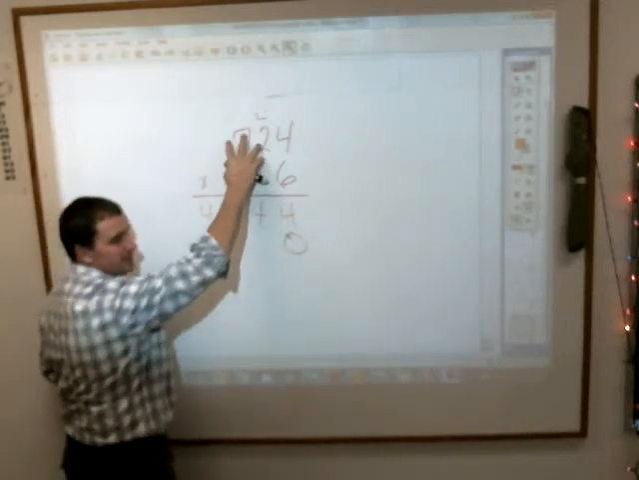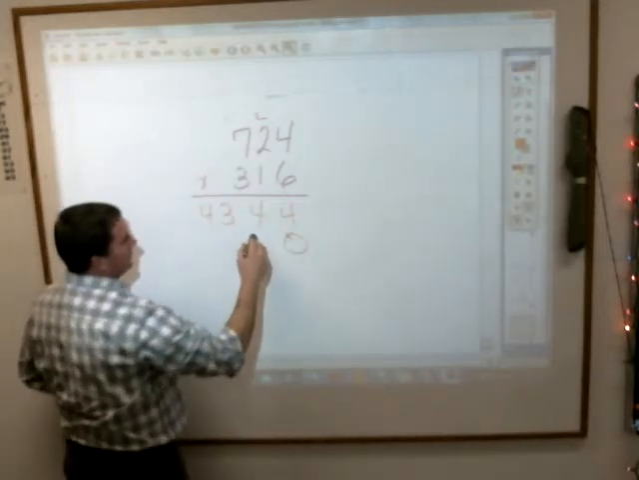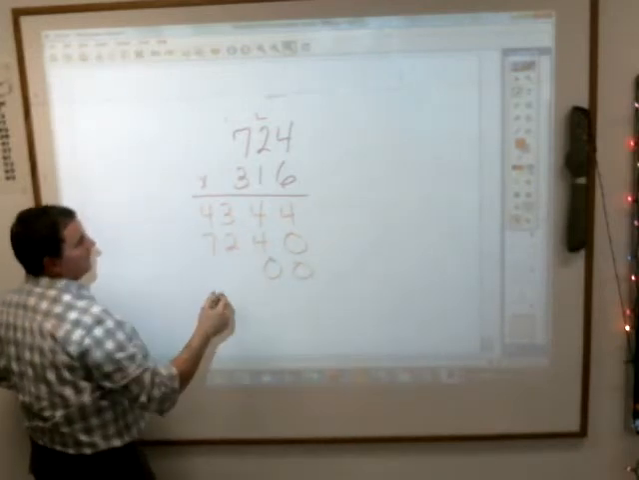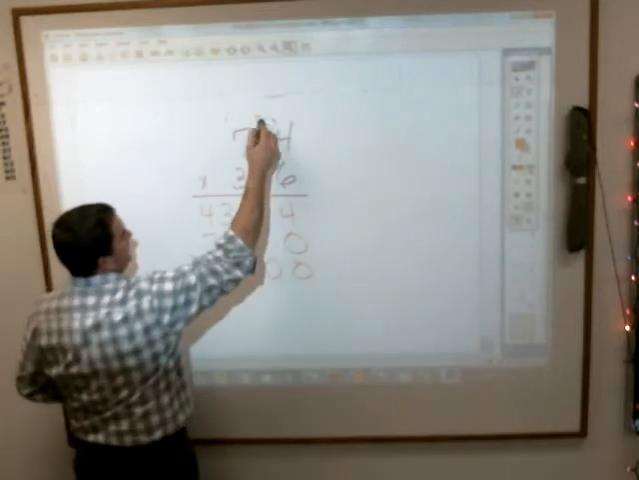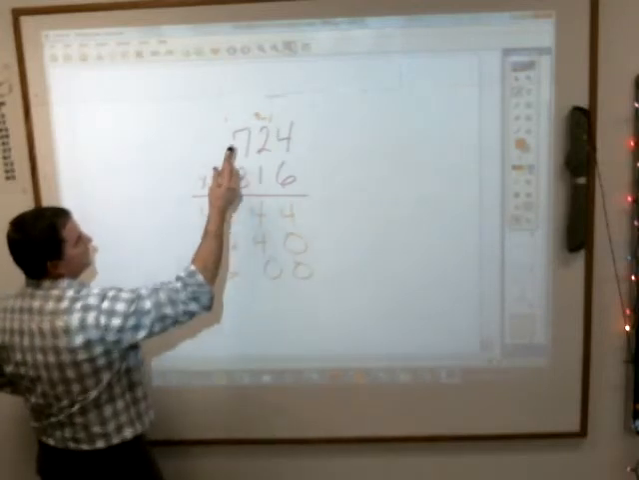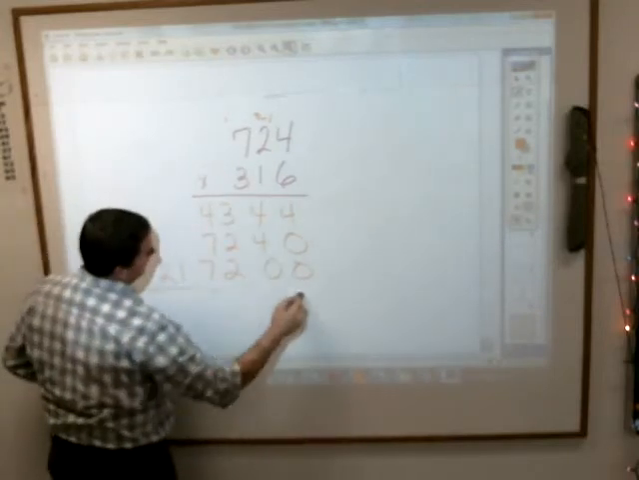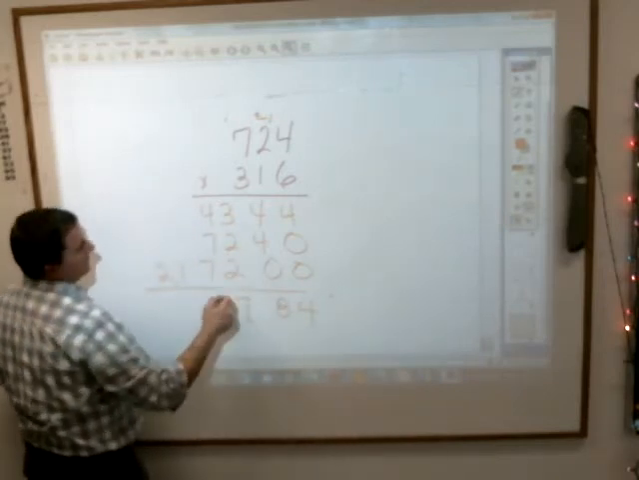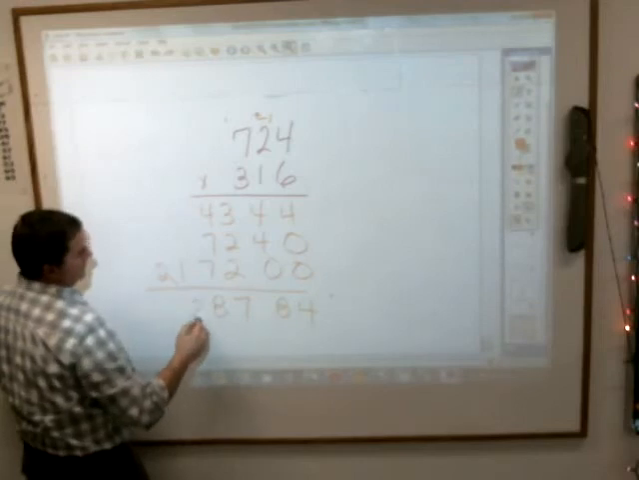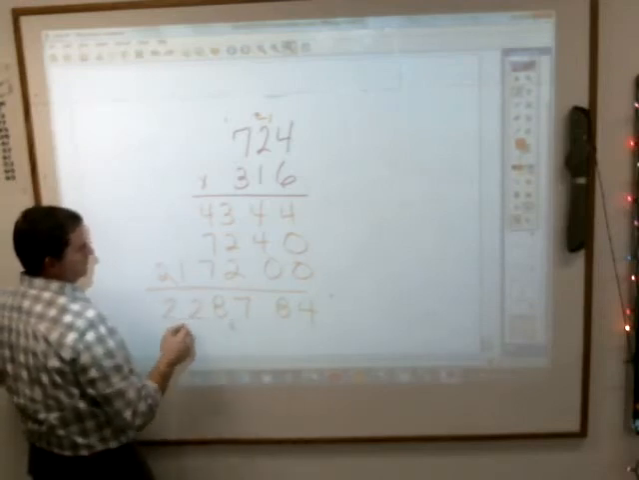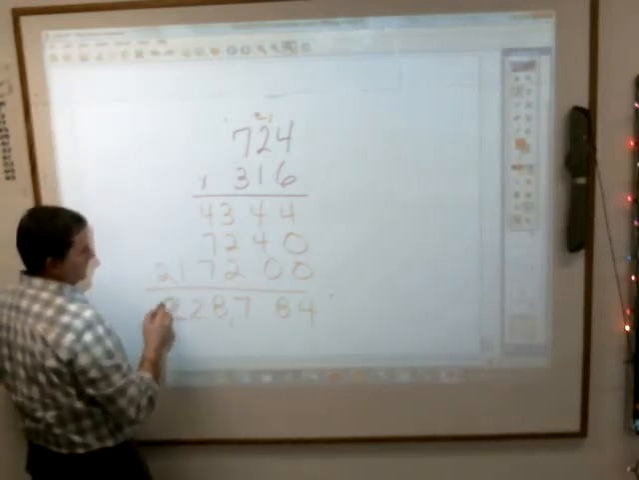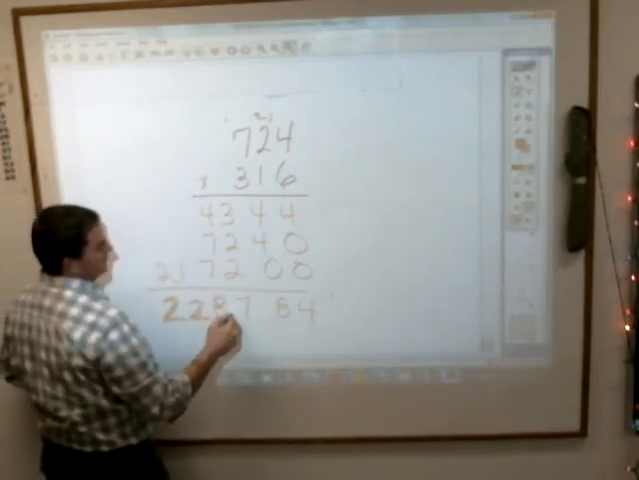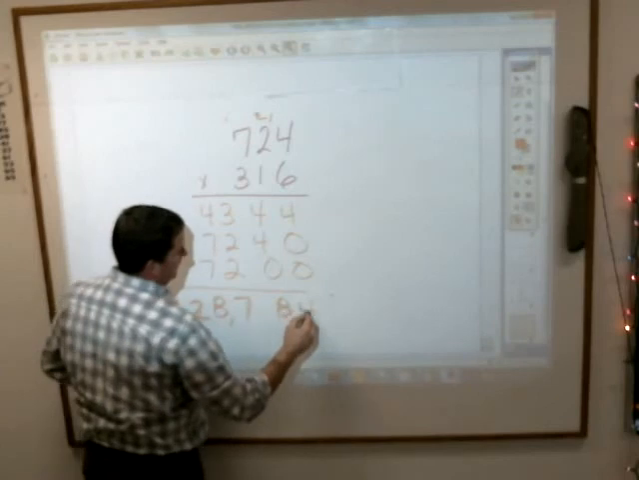By the way, 1 times this, people, it's not real hard to multiply by ones. 4, 2, 7. 2 zeros when you get to the 3. 3 times 4 is 12, carry the 1, 6 plus 1 is 7, 3 times 7 is 21, adding them all up, 4, 8, 7, 8, 2, 2. Did I do it right? Sometimes I do it wrong. Yep. 228,784.